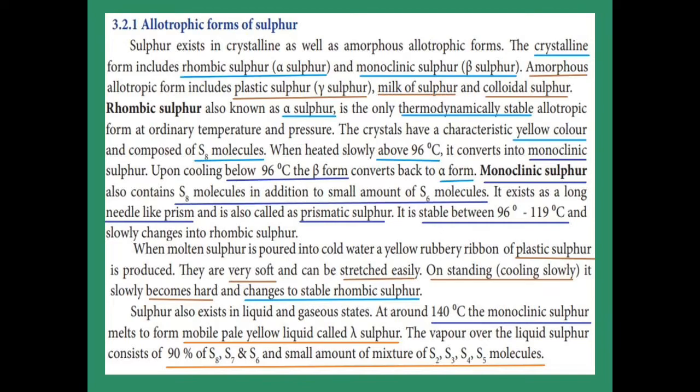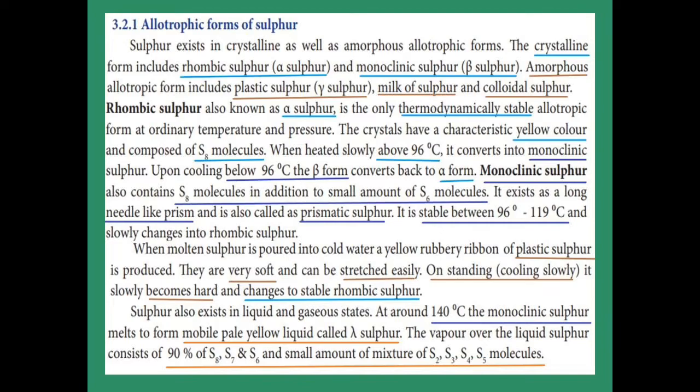When molten sulfur is poured into cold water, we get a yellow rubbery ribbon. Rubber means what form? It is amorphous, so we get the plastic sulfur. So how do we get plastic sulfur: when the molten sulfur is cooled in cold water, we get the yellow rubbery ribbon, and it is a very soft one. What do you do with rubber? It is stretched, so it is stretched easily. On standing, it changes into a hard one. First of all it is a soft one, but on cooling it changes into a hard one, and it also changes to stable rhombic sulfur.